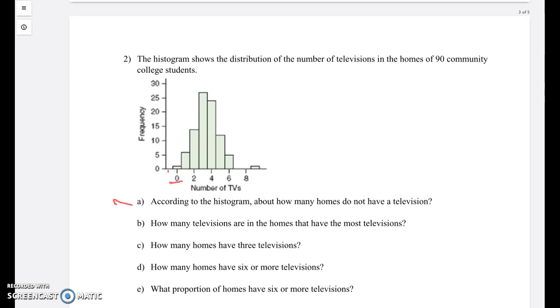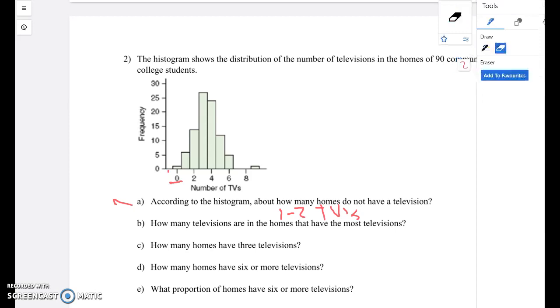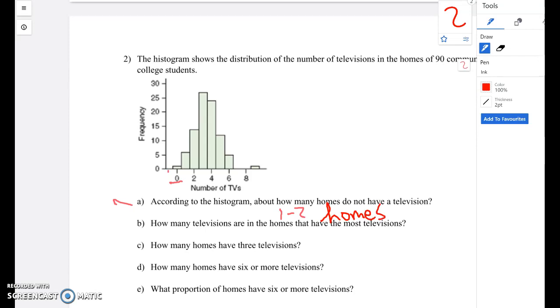So we just have to look at the height of the bar. This is approximately around 1 or 2, I think. So I would just say 1 to 2 homes. Oh, sorry, not TVs, 1 to 2 homes. See, I'm already messing it up. So 1 to 2 homes do not have a television. Now I'm estimating it. In the exam, hopefully you'll be able to see what the frequency is. But here we're just trying to approximate.